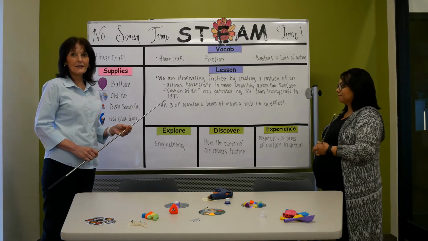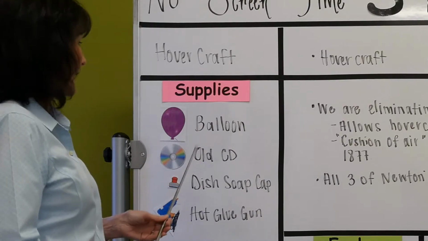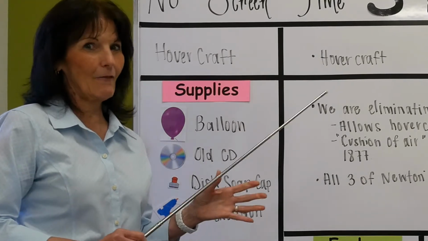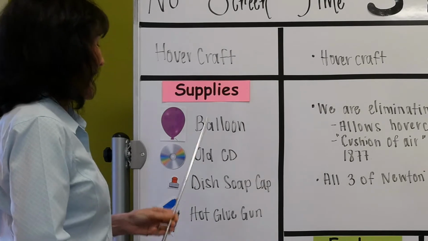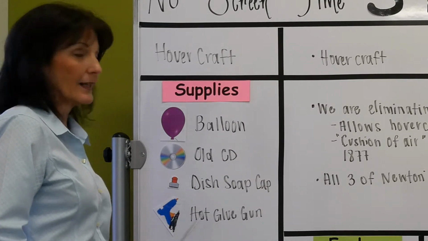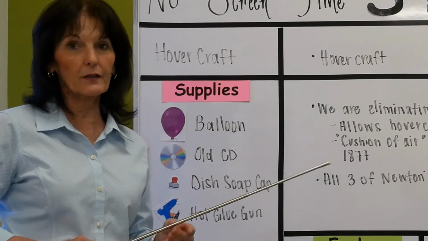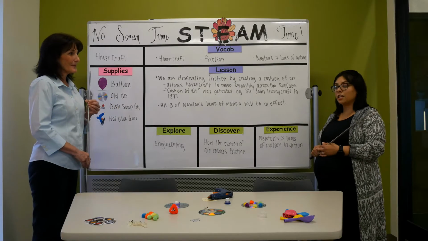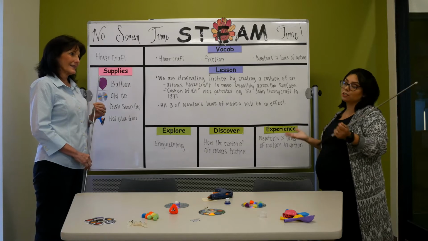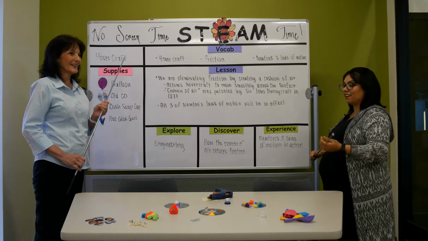The supplies you need today are going to be a balloon, an old CD. Make sure it's an old CD and that it's not somebody's valuable music CD or something. A dish soap cap, and a hot glue gun. And we cannot stress enough how important it is to have a parent working with you and using the glue gun for you. Yes, and a buddy would be good too, because we had some struggles just getting the balloon over the cap. So that might be helpful as well. All right, ready? Let's get started.